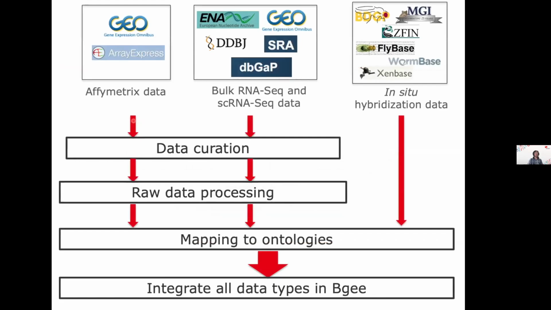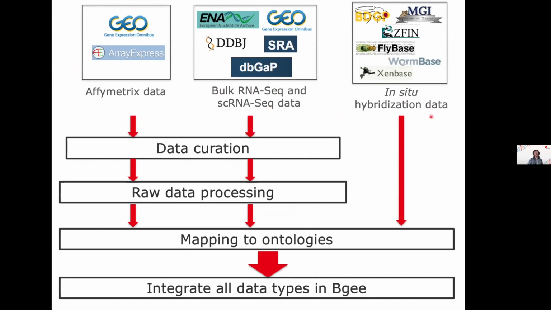So what do we do? We take the data from a diversity of sources: microarray data, which used to be the main source of large-scale gene expression data; bulk RNA-Seq, which has become the main source of large-scale gene expression; and single cell RNA-Seq data, which is increasingly an important source and has much more fine detail than bulk RNA-Seq, but of course has different challenges that Frédéric will present later.